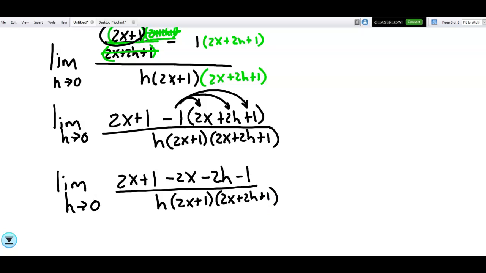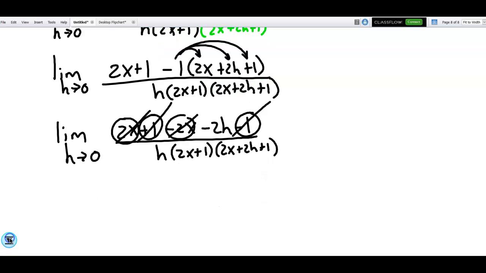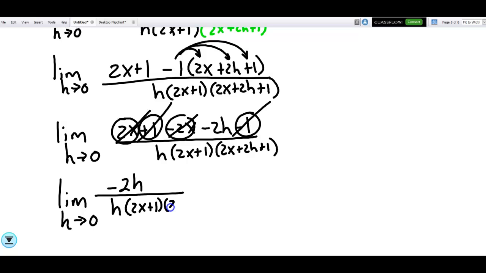All right, and now we're going to just cancel some things out that we can in the numerator. So for instance, 2x and -2x will cancel each other out. 1 and -1 will cancel each other out. So we can get rid of all that. All right. And now we have the limit as h approaches 0 of -2h over h times 2x plus 1 times this.